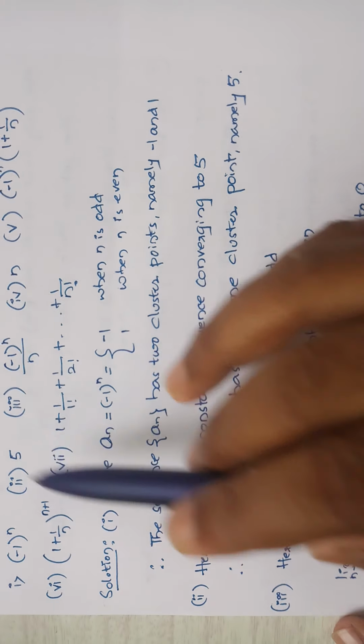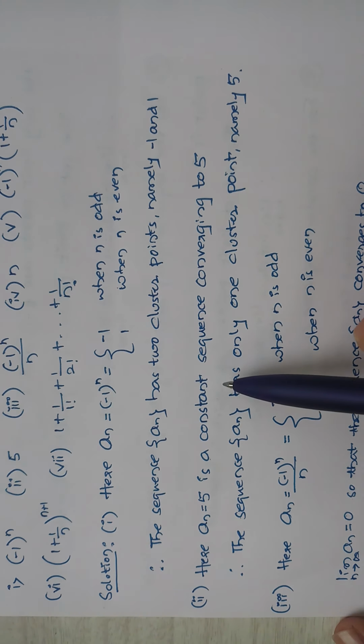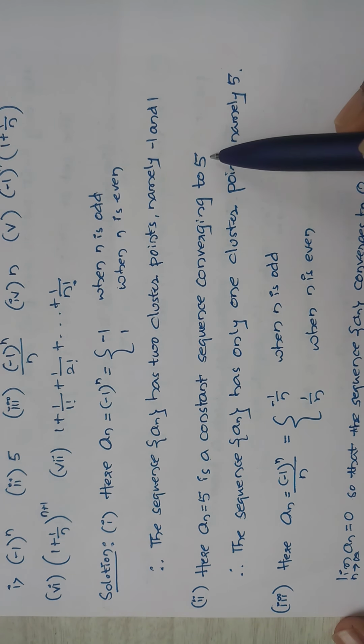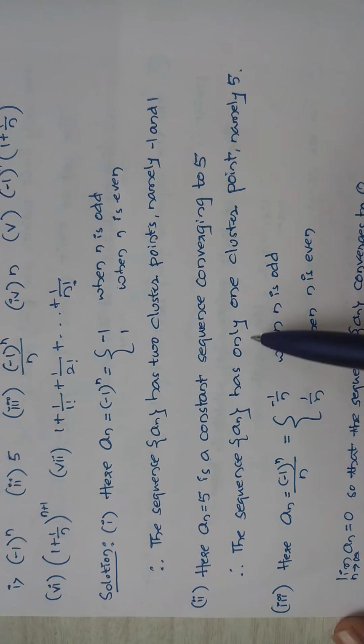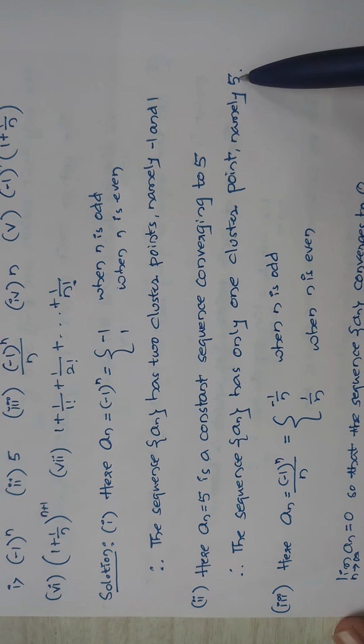So this is the sequence. Here a_n is equal to 5, a constant sequence converging to 5. Therefore the sequence a_n has one cluster point, that is 5.